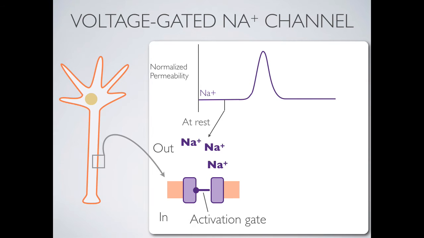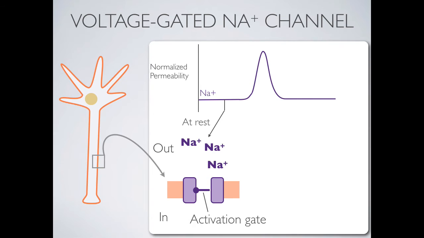Okay, so the individual looks something like this. This is your average channel in that population. At rest, it's going to be shut. And that means it's going to keep the sodium from traversing the membrane and keeping the permeability relatively low. Okay, that makes sense.